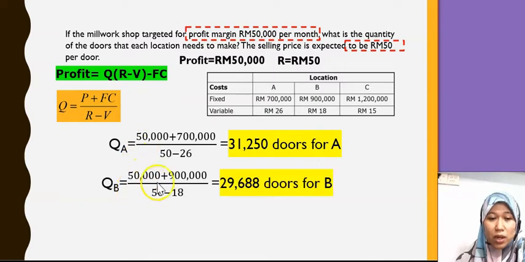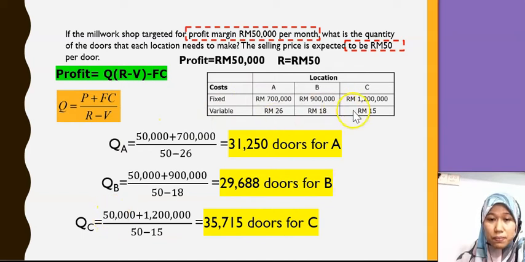Dan buat location B pula. Okay, profit sama. Fixed cost dia RM900,000. Selling price sama RM50. Variable cost dia RM18. Okay, dapat RM29,688. Round up kan, okay, sebab ni adalah unit. And then for QC, RM50,000 profit. Fixed cost dia 1.2 million. Bahagi dengan selling price 50 minus variable cost dia 15. So dapat 35,715. So these are the jawapan yang diorang cari.